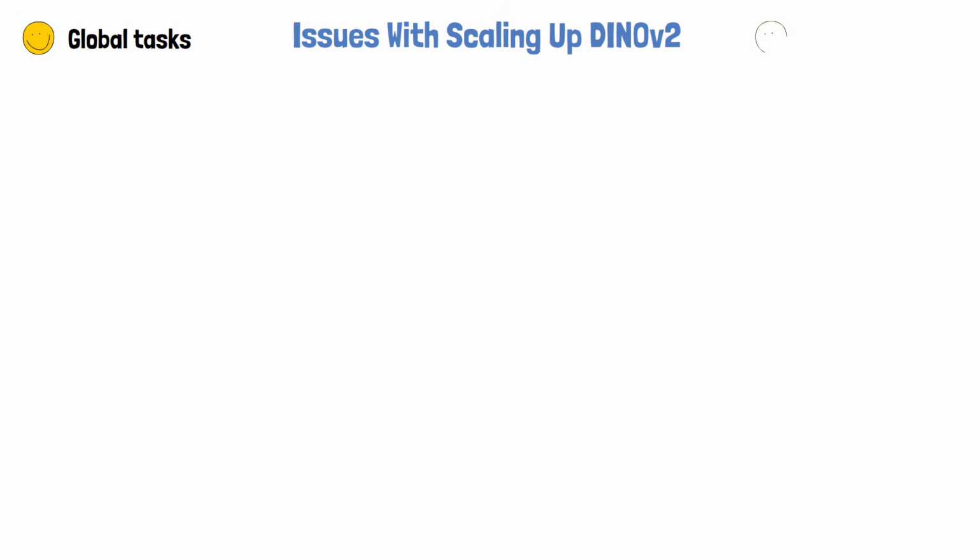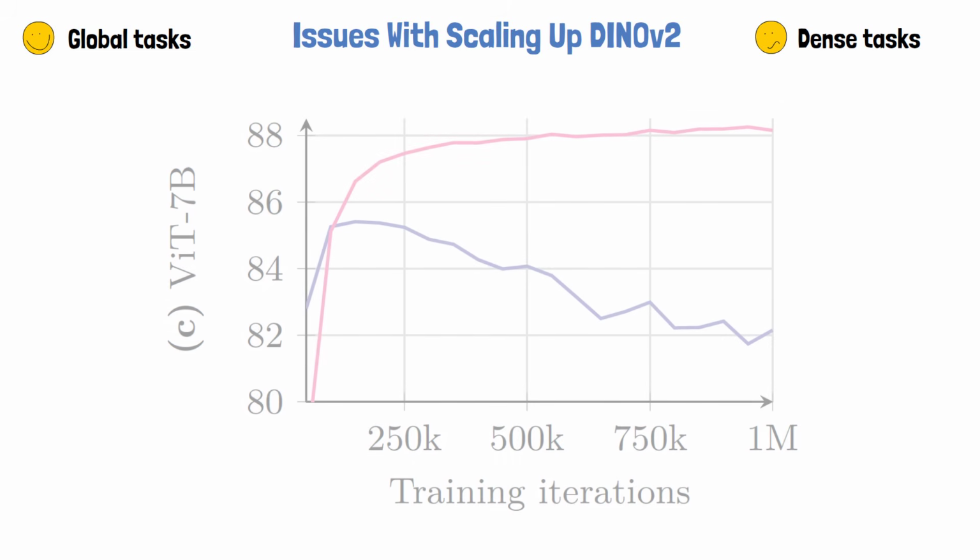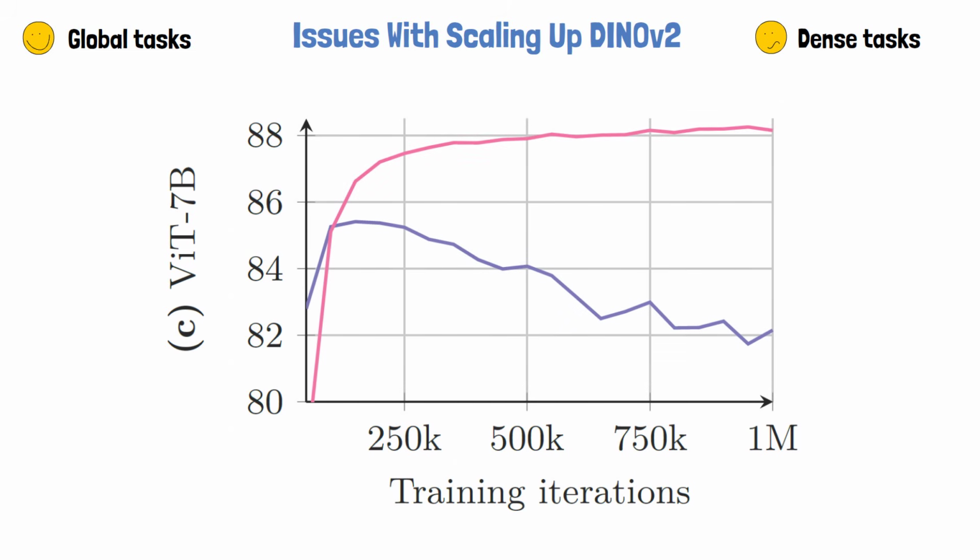When researchers tried scaling up DINOv2 from 1 billion to 7 billion parameters, the results looked promising on global tasks like classification, but things didn't go so well for dense prediction tasks such as segmentation. When scaling up the model size and training data, we usually also want to run training for longer. However, in the following figure, we see what happens as training is extended.